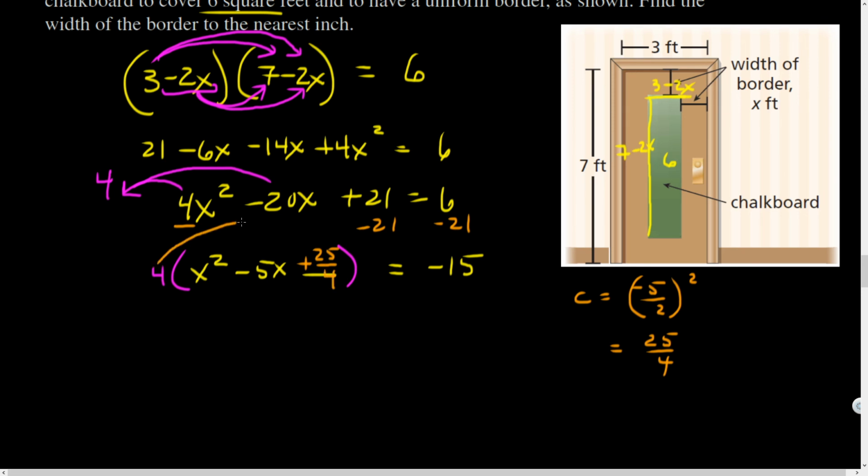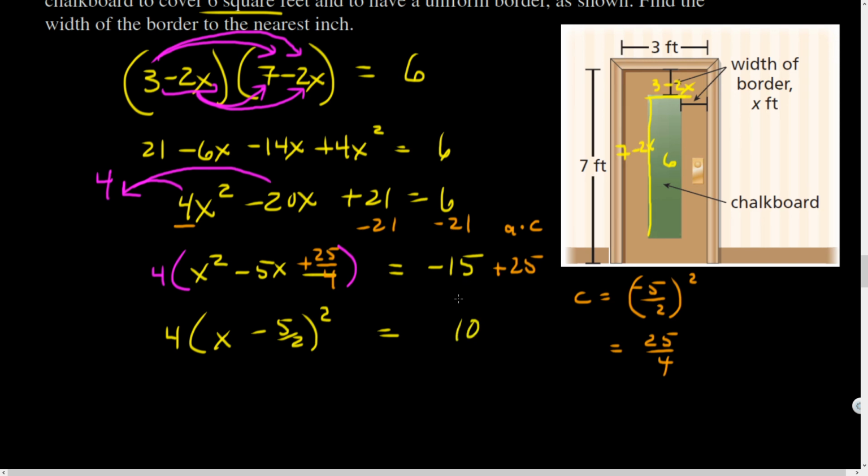Now, what am I technically adding? Oh, well, if I multiply, those 4s cancel out. I'm technically adding 25. And so over here, I'm adding 25. Where does this number come from, by the way? It is A times C, oddly enough, in case you're wondering. Let's factor this over here. So I'm going to have 4 times x minus 5 halves, all squared, equals 10.